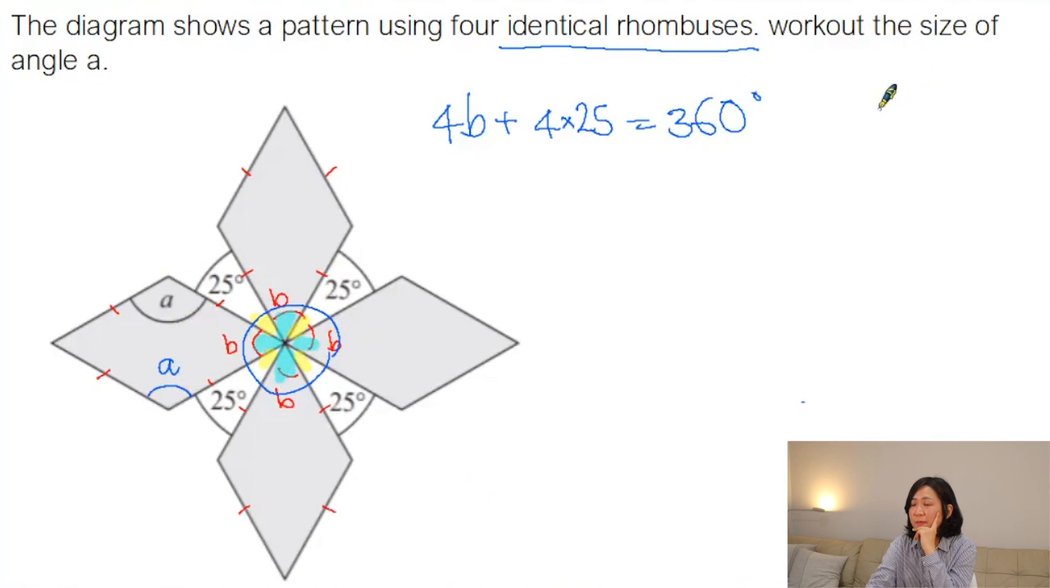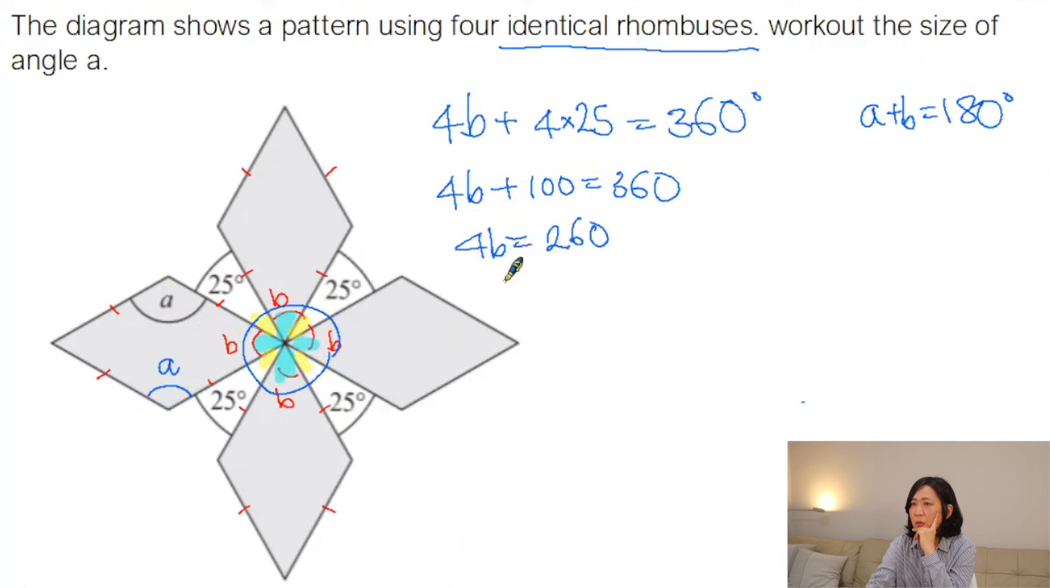Now the reason we find B is we know that in a rhombus A plus B, the 2 other angles, added together, make 180. That's why we can finally find our A. So let's find B. 4B plus 100 is 360. 4B equals 260. So B is 65, right? So we know that B is 65.